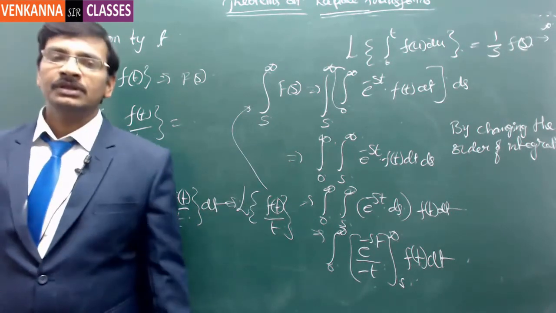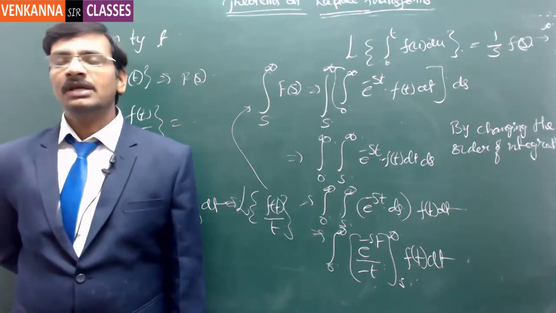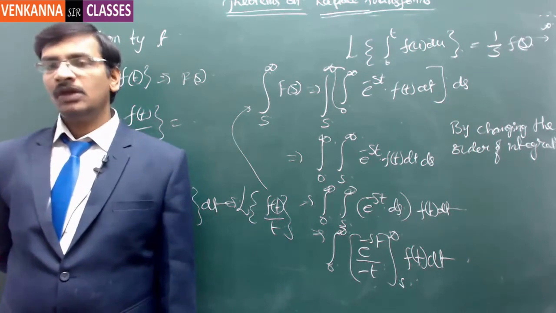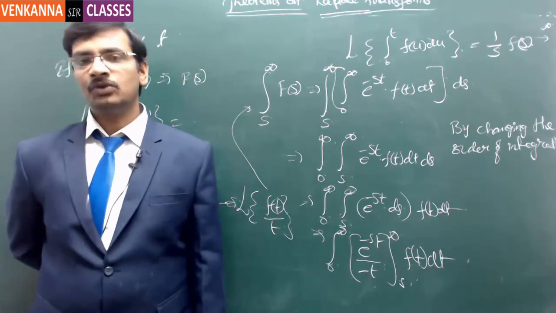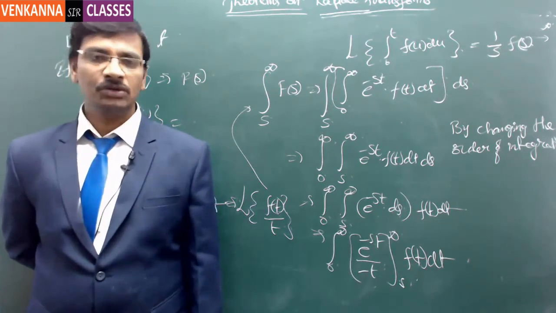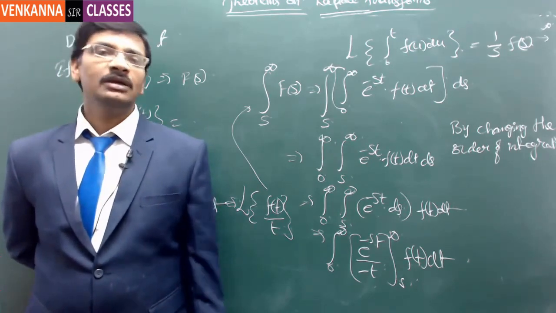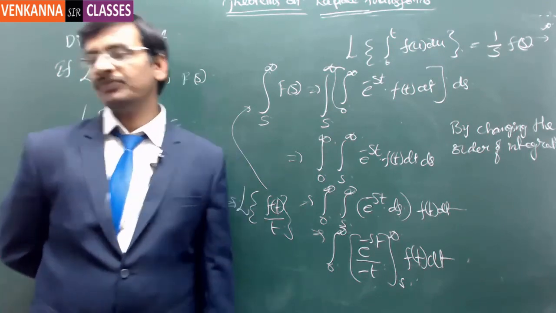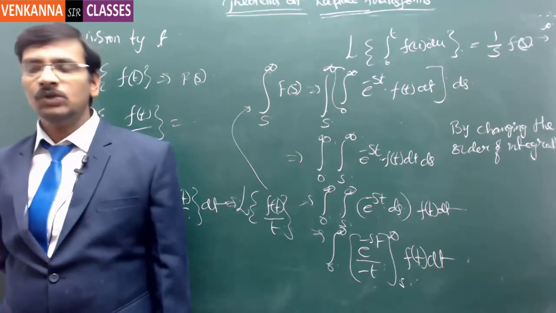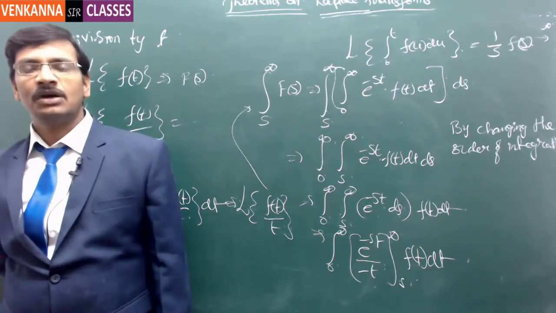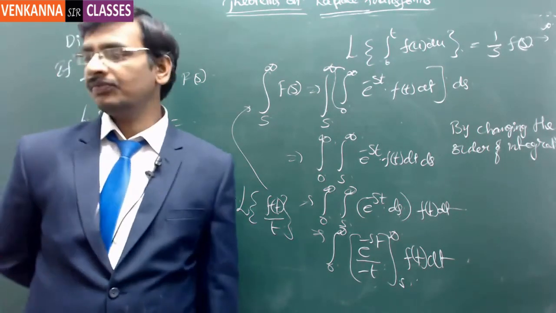And another is the derivative of the function. If you take the derivative of the function, then it will be s times F(s) minus f(0). If you take the second derivative, s square times F(s) minus s times f(0) minus f dash of 0. That is the second derivative. Similarly, the Laplace transform of the integral from 0 to t of f(u) du is nothing but 1 by s times the Laplace transform of f(t). Got it?